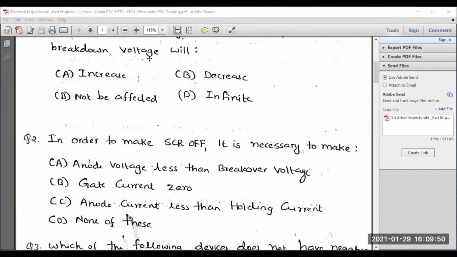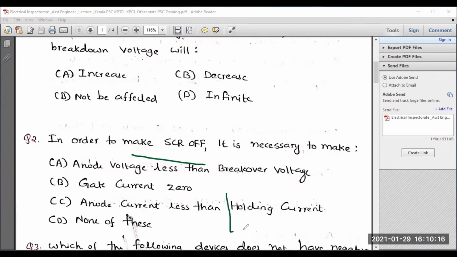Let me discuss question number 2. In order to make SCR off, it is necessary to make: anode voltage less than breakover voltage, gate current 0, anode current less than holding current, or none of these. In order to turn off SCR, you have to reduce the anode current to less than the holding current. The holding current is nothing but the minimum anode current at which the SCR maintains its on state. That is called holding current.